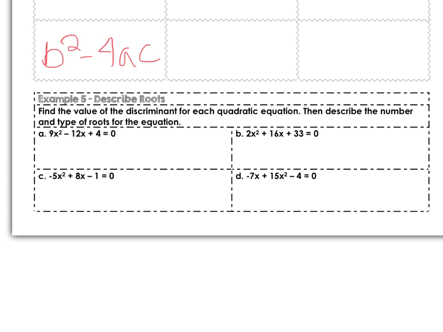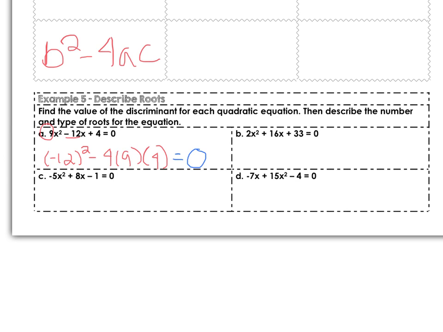So in our first example A, b is negative 12. So we have negative 12 squared minus 4 times, our a value is going to be 9, and our c value is going to be positive 4. Well, negative 12 squared minus 4 times 9 times 4 gets me a value of 0.